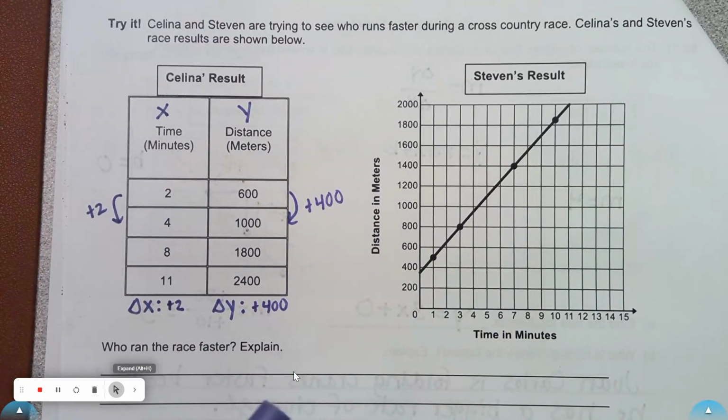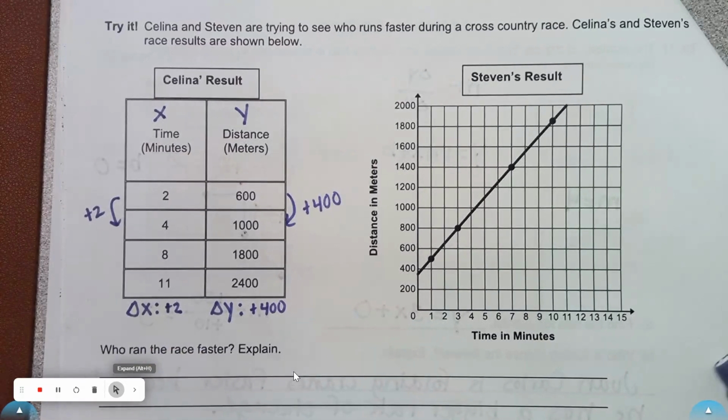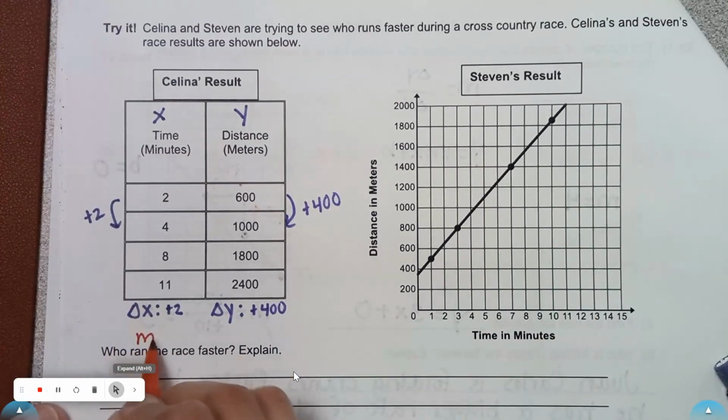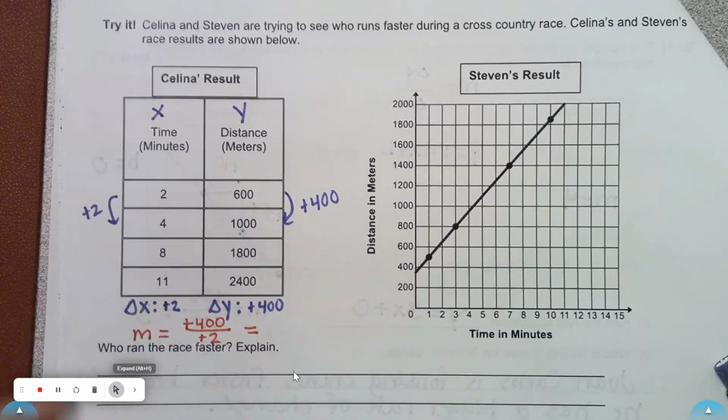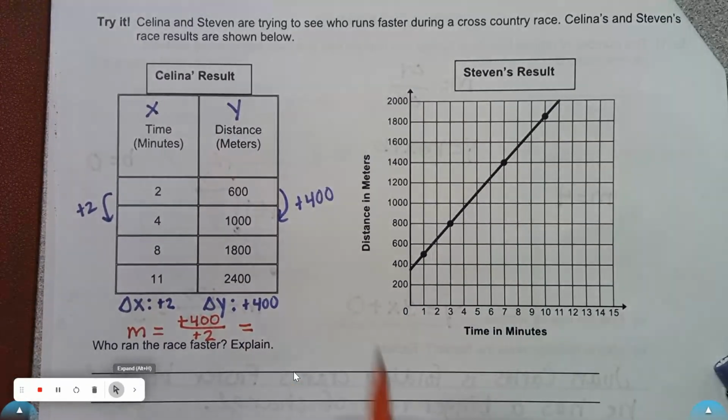So when I'm writing my slope, remember it's my M, it's always Y over X, so I have plus 400 over plus 2. If I put those in my calculator, I get 200.